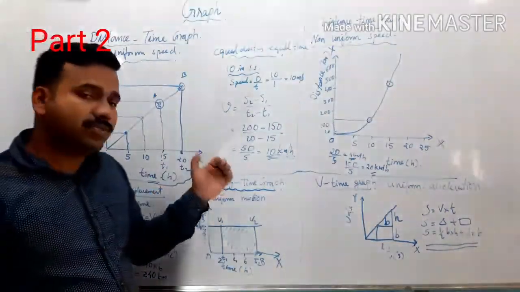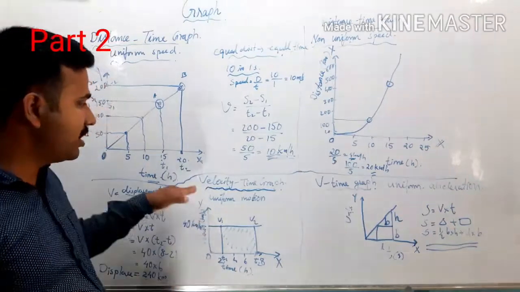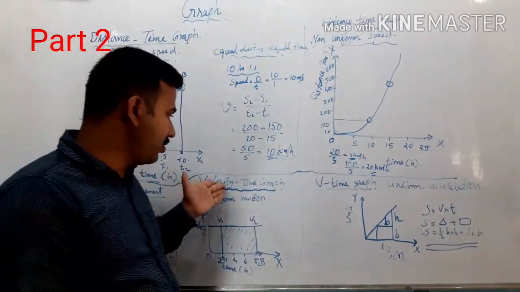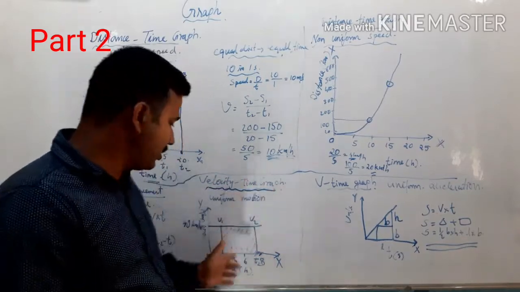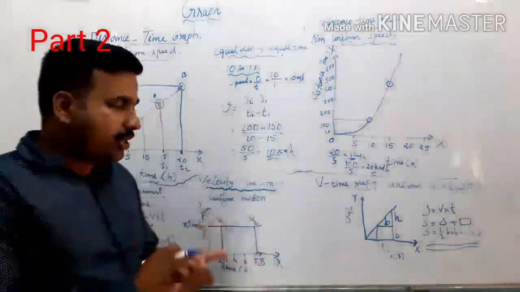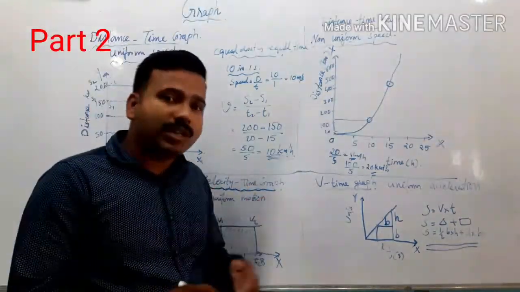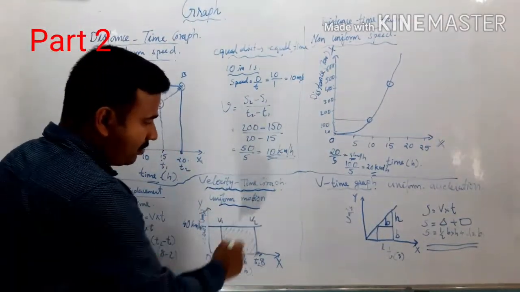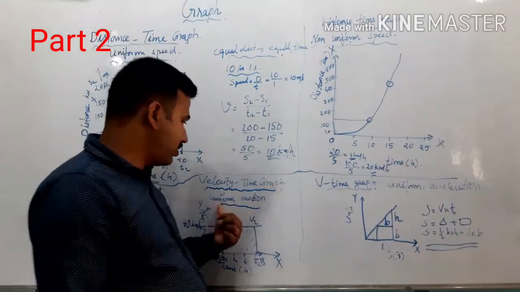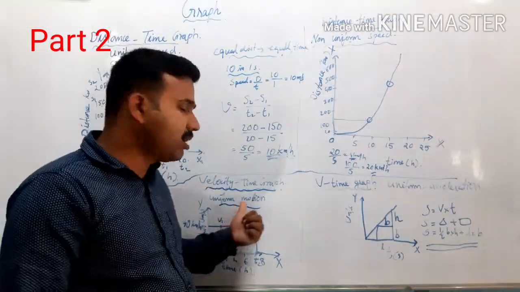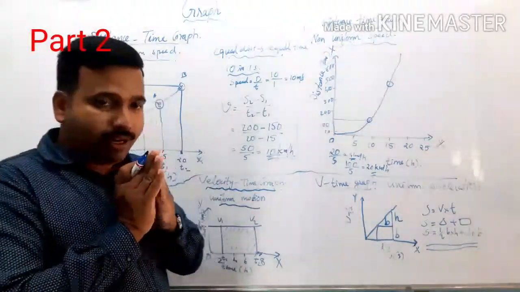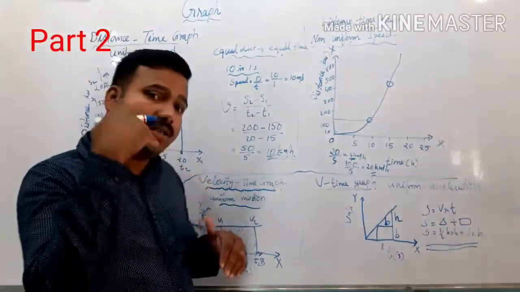And the next graph is velocity time graph. Along the y-axis we are taking velocity, and along the x-axis we are taking time. That's why it is known as velocity time graph. For example, first I have drawn a velocity time graph for an object in uniform motion. We are drawing the velocity time graph.